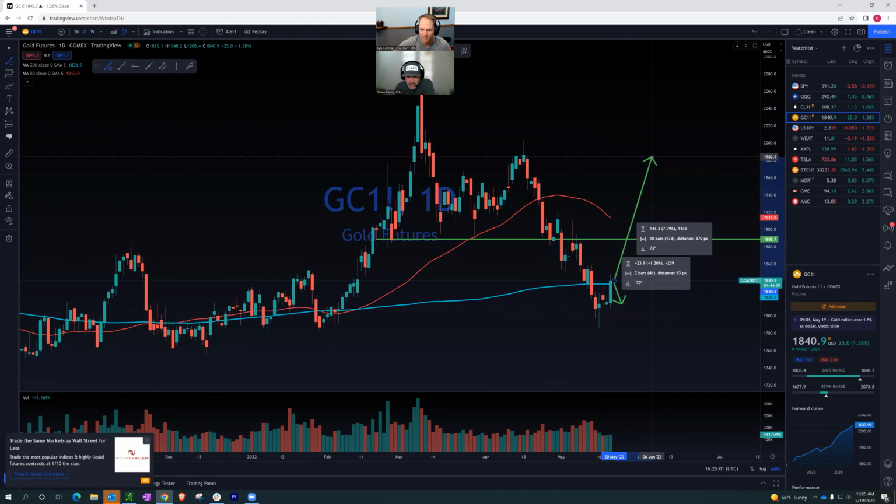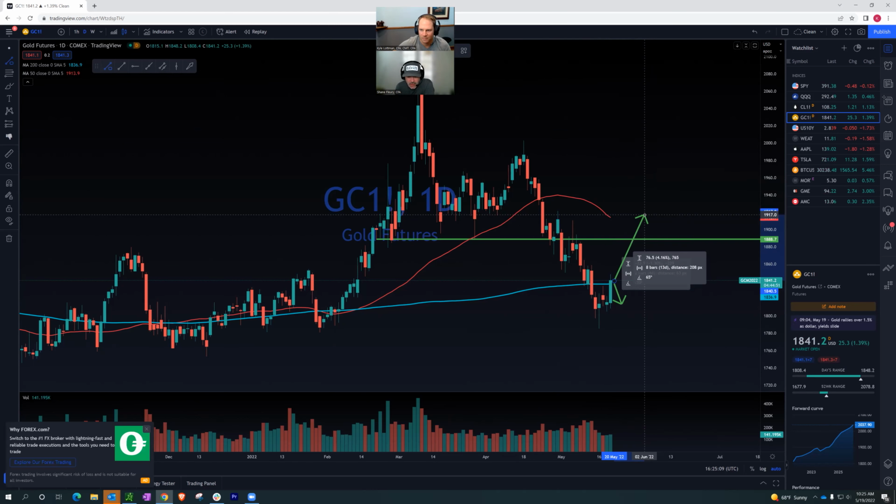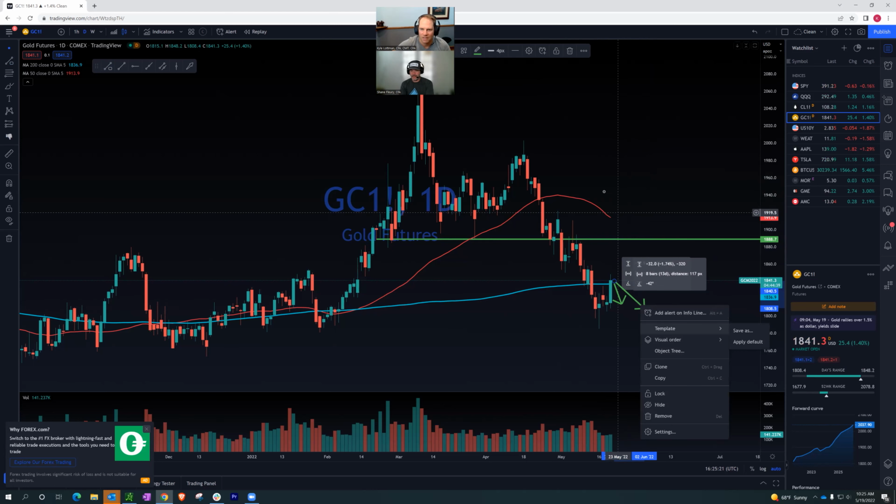I would use the low close price on May 13th. What's that? 1808 was the close on May 13th. That's what I would use as my stop. So still pretty nice little trade there. So 2% maybe risk on the downside. I'll take a trade like that.